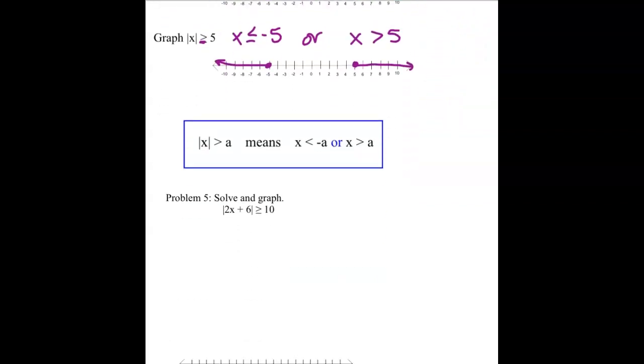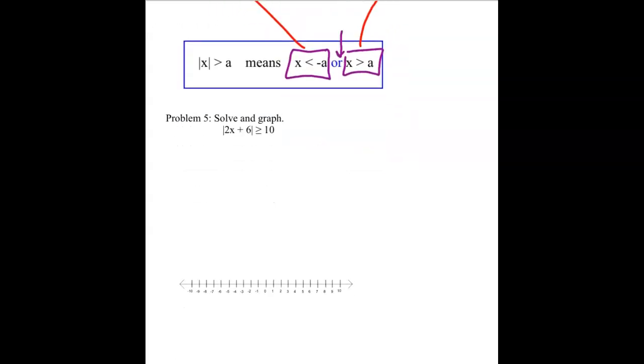So the absolute value of x being greater than a means that x could be less than the negative version, or it could be bigger than the positive version, since we have two separate chunks to our solution. All right, let's try one of those. So 2x plus 6 is greater than or equal to 10. Again, think of breaking out of jail. We need two escape routes.